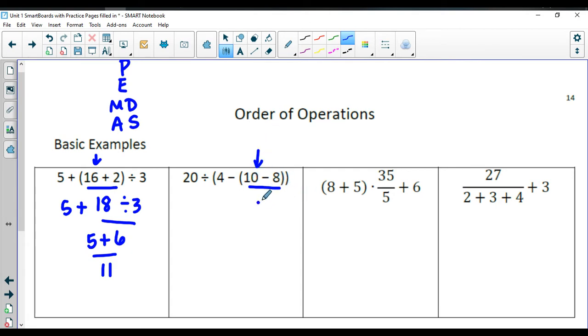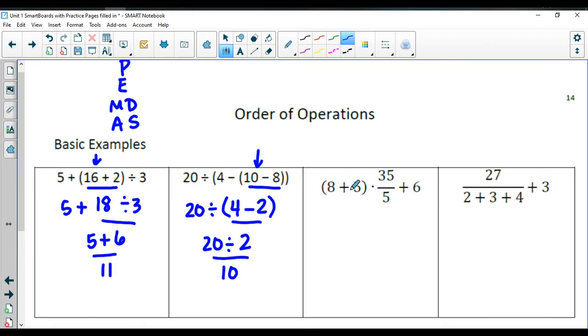So 10 minus 8 is 2. Because it's a positive answer, I can drop those parentheses, but I still have 4 minus out front, and that's in parentheses, and then the 20 divided by goes out front of that. So I still have parentheses, so I'm going to keep working there. 4 minus 2 is 2, and now I have 20 divided by 2 as the last piece of my expression, and 20 divided by 2 is just 10. So this whole long big expression went down to just a single answer of 10.